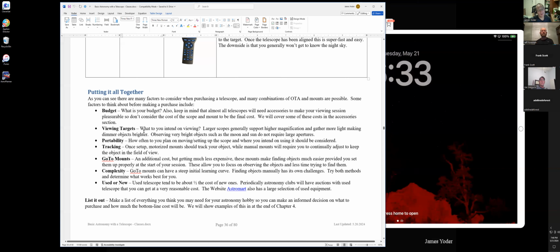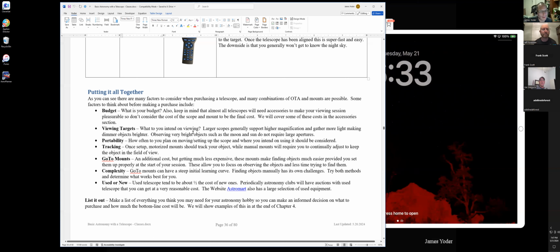What are your viewing targets? What do you want to look at? Do you want to look at galaxies, or do you want to focus on stars? Do you want multiple star systems? Do you want to focus on the moon and planets, or do it all? And basically everyone says, yeah, I want to do it all. So this is going to point you to a category.